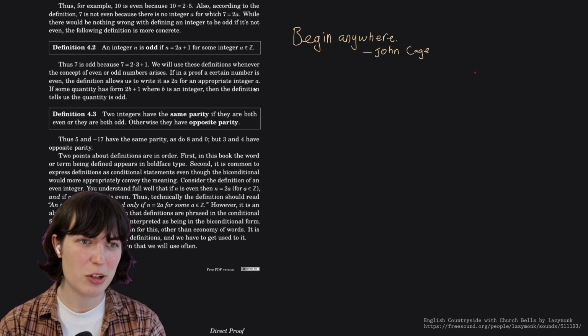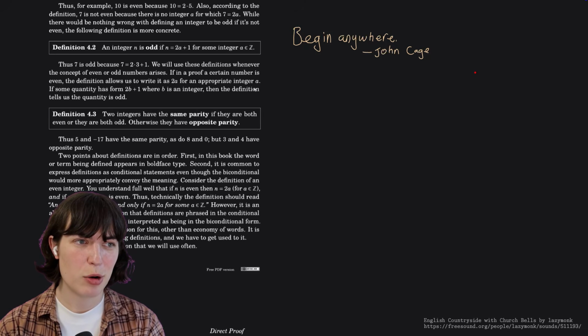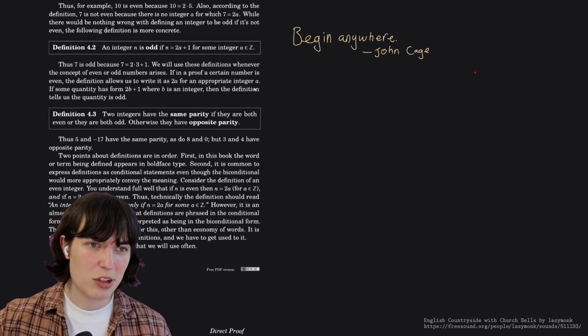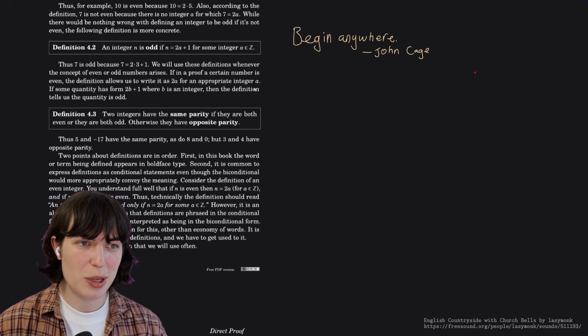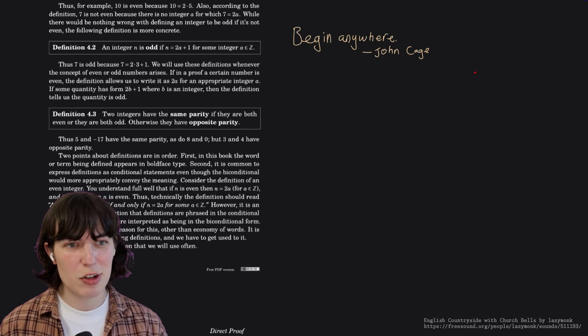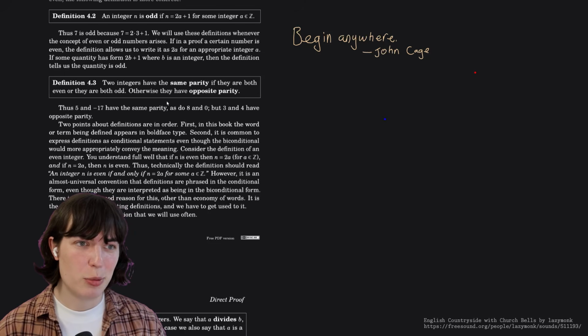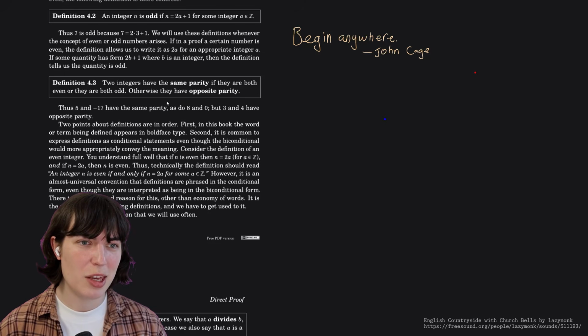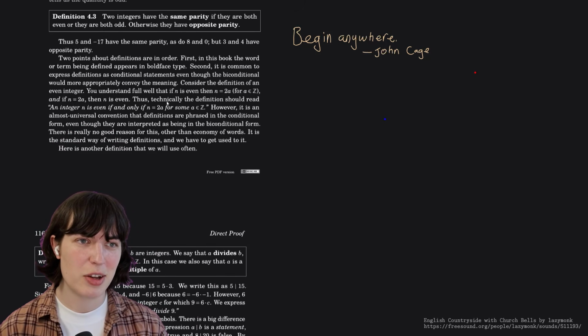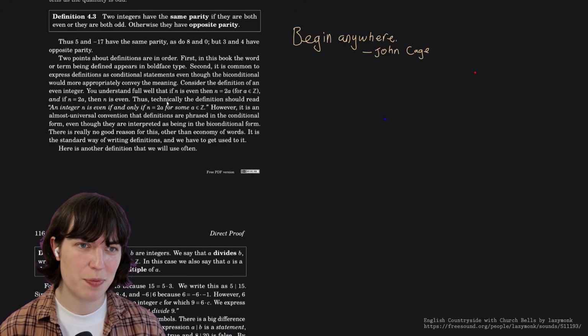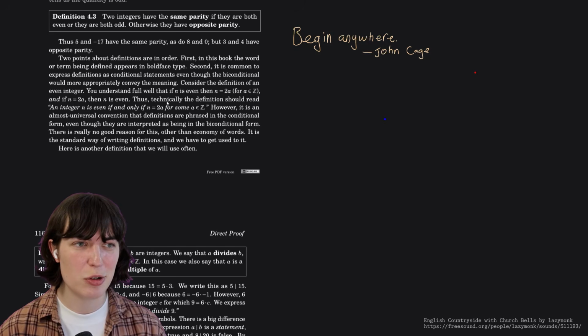We will use these definitions wherever the concept of even or odd numbers arises. If in a proof a certain number is even, the definition allows us to write it as 2a for an appropriate integer a. If some quantity has form 2b plus 1, where b is an integer, then the definition tells us that the quantity is odd. Definition 4.3. Two integers have the same parity if they are both even or both odd. Otherwise, they have opposite parity. Thus, 5 and minus 17 have the same parity, as do 8 and 0, but 3 and 4 have opposite parity.